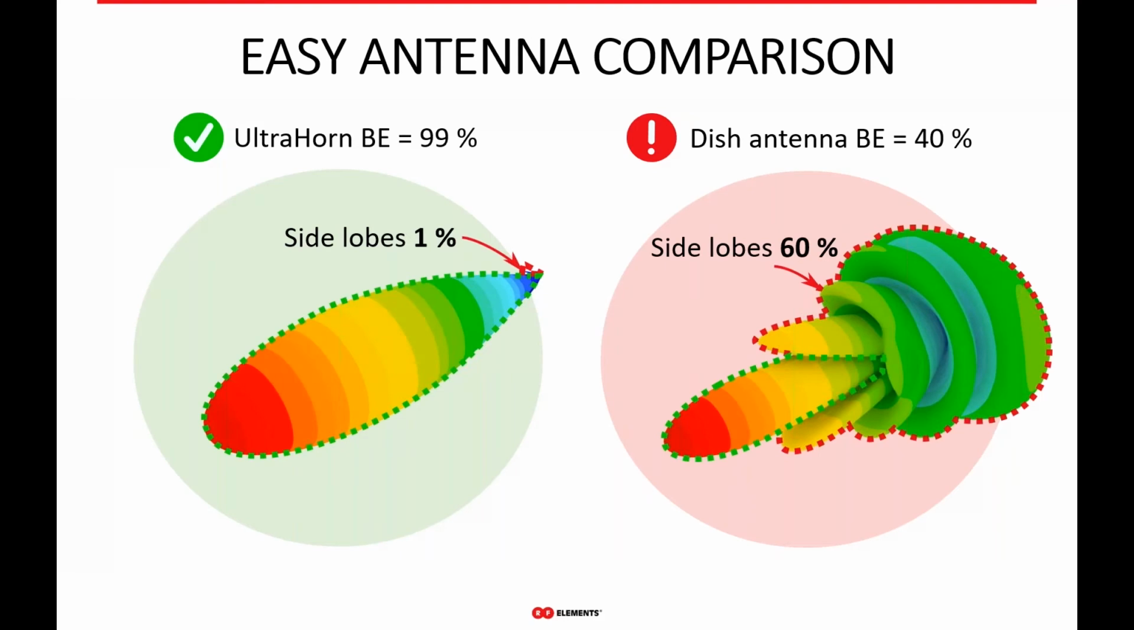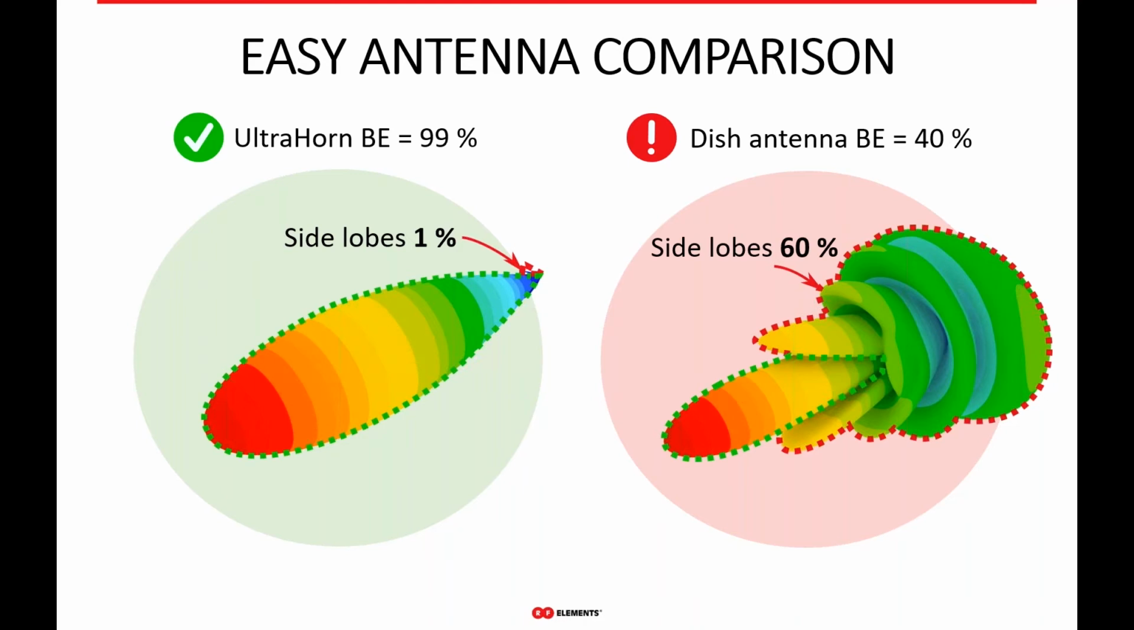If you want to compare two antennas in terms of side lobe performance, beam efficiency makes it extremely simple. The higher the number is, the better, right? Like in this example, we use our Ultra Horn, which has a beam efficiency of 99%. So only 1% of the power it radiates is in the side lobes.